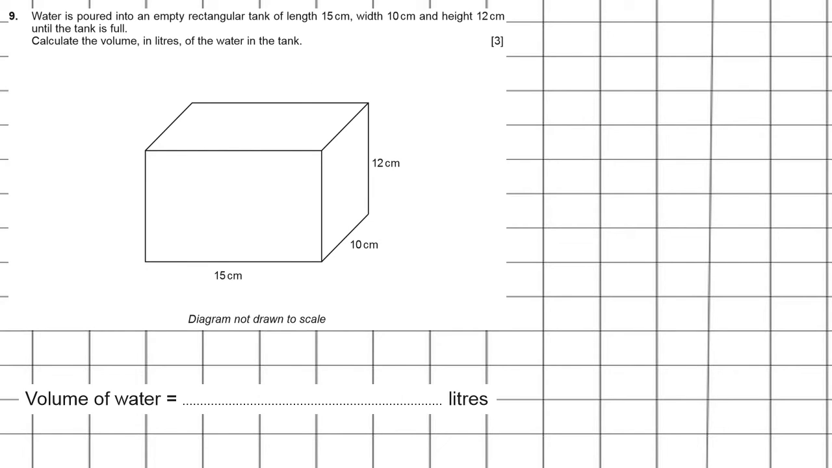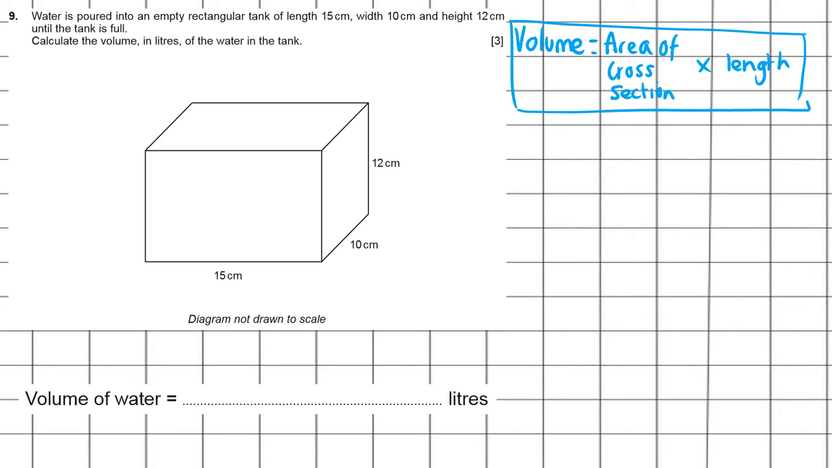Number 9. Water is poured in an empty rectangular tank of length 15 centimeters, width 10 centimeters, and height 12 centimeters until the tank is full. Calculate the volume in liters of the water in the tank. Okay, so volume. Our formula for volume is area of cross section times length. So that's the formula we need for this question.